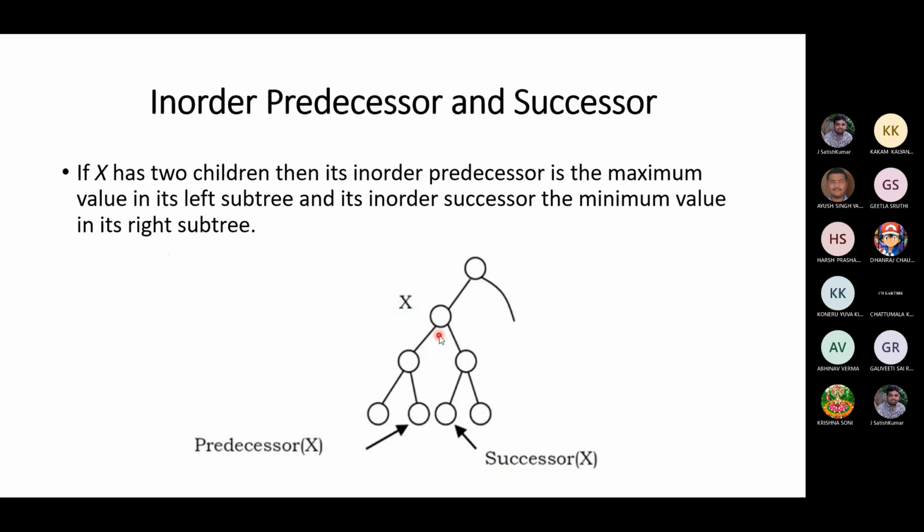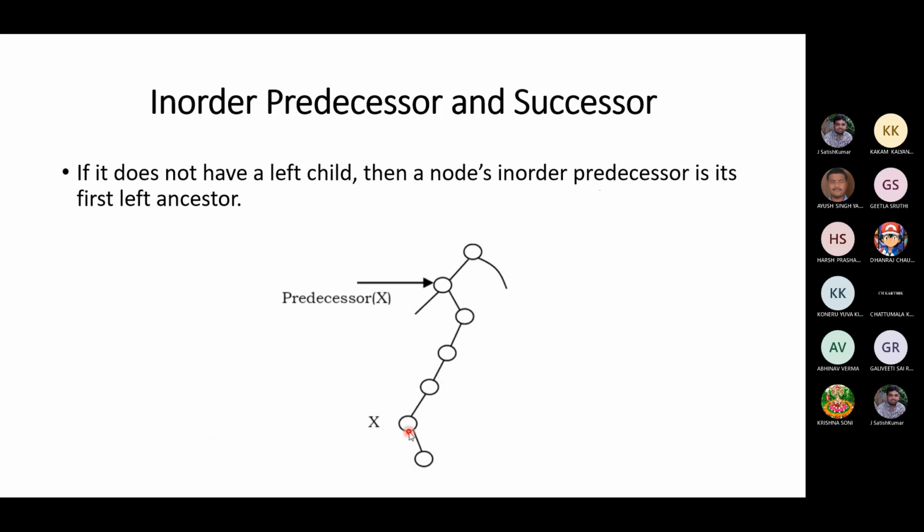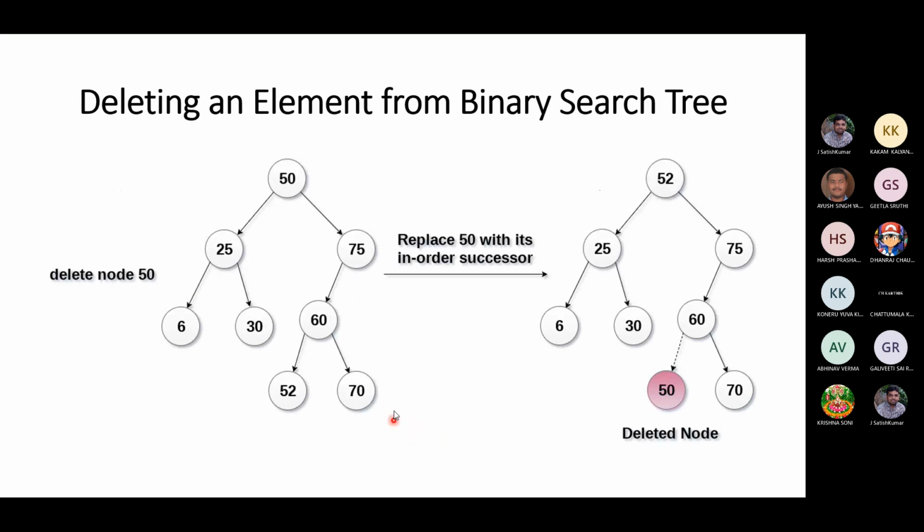So this is the x. The maximum value in the left subtree will lie here. The minimum value in the right subtree will lie here. This is the successor. This is the predecessor. Okay. So what happens when we are deleting an element? Suppose you want to delete the root 50. In order to delete that, we need to reconstruct the binary tree in a proper way.